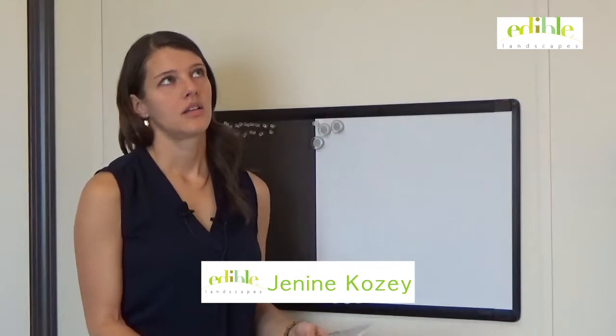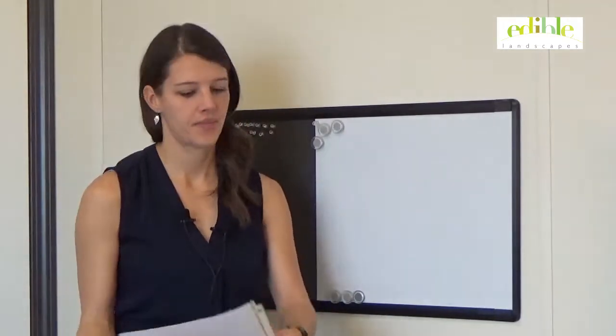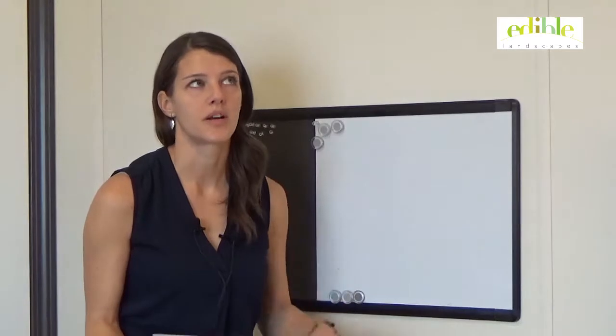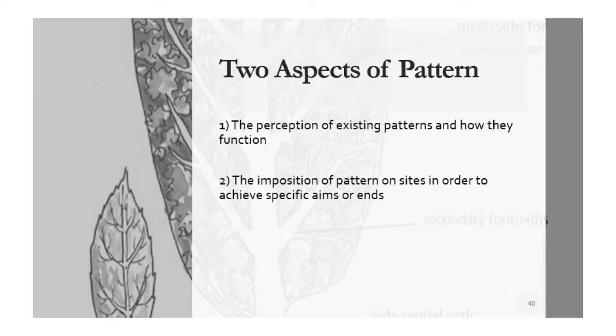Pattern is nothing more than a translation between disciplines. It's a framework in which many forms of knowledge are fitted into relationship with each other. So trees are shaped by the wind, for example. So there's two different aspects to pattern. The first being the perception of existing patterns and how they function. And the second is the imposition of pattern on sites in order to achieve specific aims or ends.